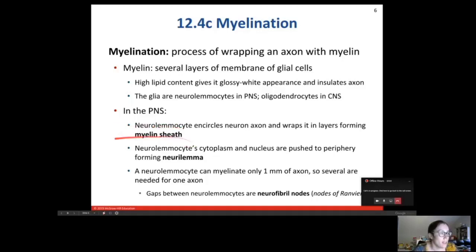And so remember that in the PNS, each of these neurolemmacytes has its own nucleus, so each of these little myelin sheath sections is going to have its own outer layer with a nucleus, and that's called the neurolemma. And that's going to be really important for helping the peripheral nervous system regenerate better than the central nervous system. So a neurolemmacyte can only myelinate around 1 millimeter of axon, so a lot of them are needed for one axon. And the gaps in between those neurolemmacytes are called the neurofibril nodes, or the nodes of Ranvier.